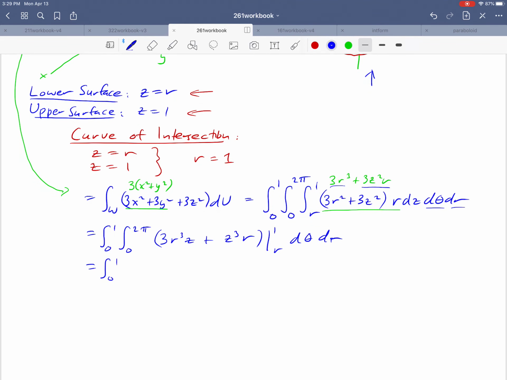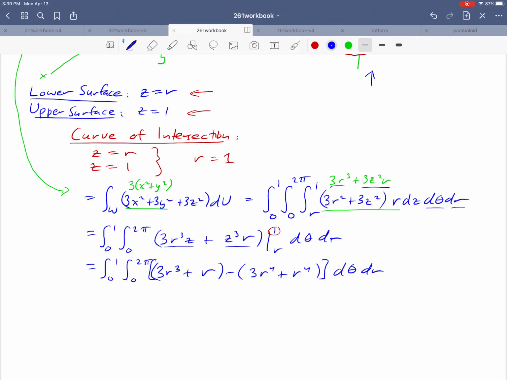So, moving to the next step here. Still got an integral from 0 to 1 and 0 to 2 pi. Go ahead and substitute in our z limit, starting with 1. So if we plug that in for all of our z's, we're going to get a 3r cubed plus 1 cubed times r, which is just r. There's our upper limit. And if we plug in r for all of our z's, we're going to get 3r cubed times r, which is 3r to the 4th, plus r cubed times r, which is r to the 4th. Okay, so far we've got that.